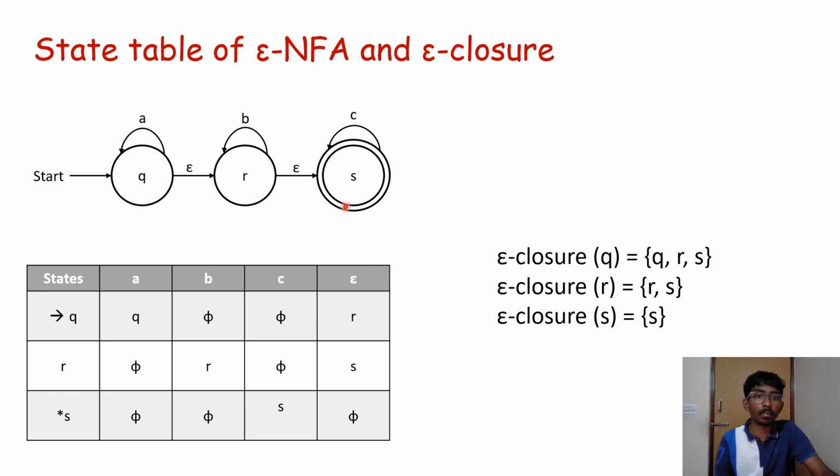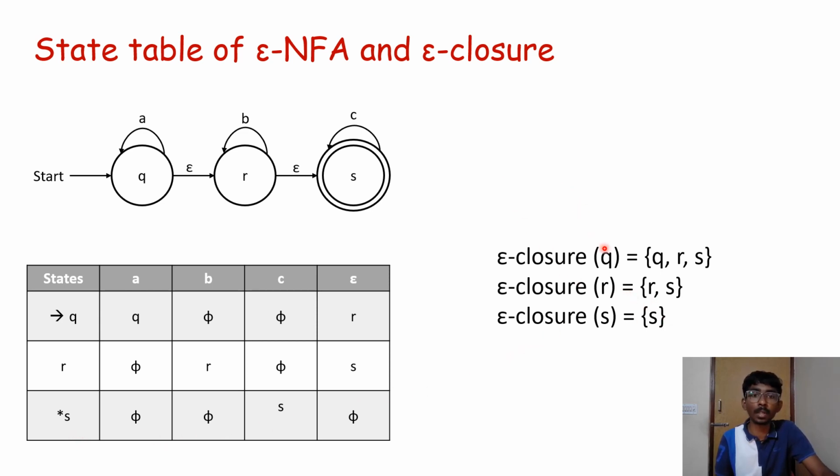and let us check for S. S on giving input A doesn't go anywhere, so it is null. Similarly for B, it is null. And for S, for C input, it comes back to the same state, and we have mentioned S. And for epsilon, it doesn't go anywhere and stays in the same place, so it is null. Here we have mentioned start state with the arrow mark behind the Q and final state with this asterisk behind the S.